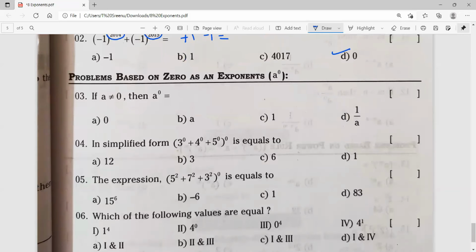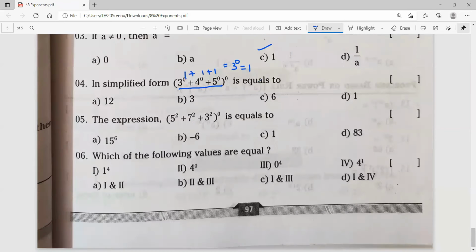And a power 0, we always take it as 1. Simplified form, this is 1 plus 1 plus 1. 1 plus 1 plus 1 is how much? 3. 3 power 0. 3 power 0 is 1. Okay, sir. No need to simplify all these because we have power 0, that is 1.